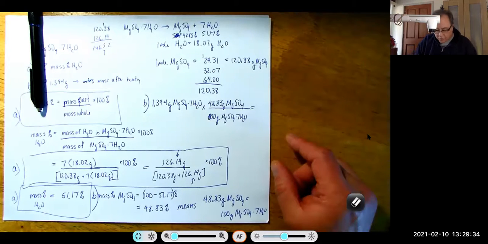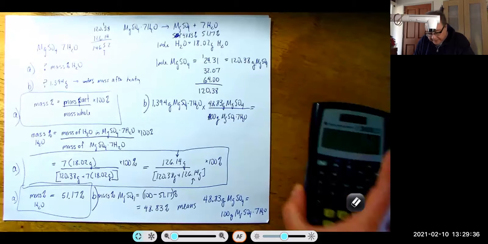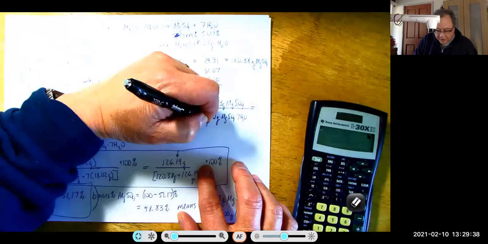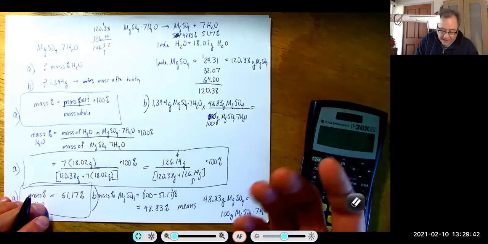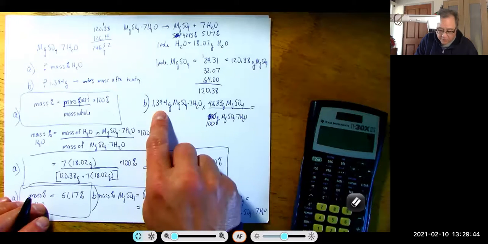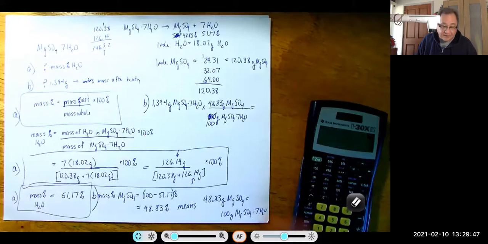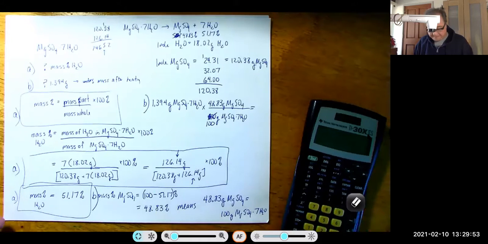So when we do this work and we estimate it, you can imagine that 48.83 over 100 is about half. Half times this, which is about 1.4, should end up being about 0.7, but probably a little less. And we actually get 4 significant figures.